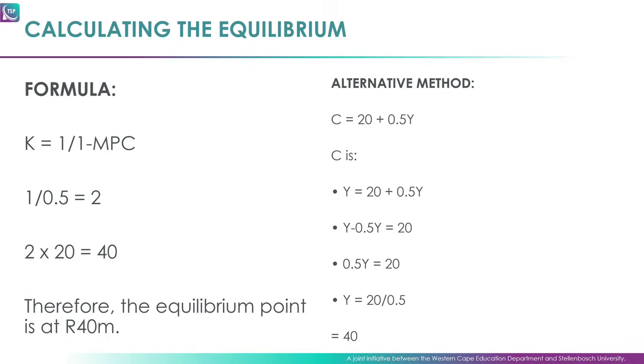So these two methods can be used. You can either first calculate the value of the multiplier, which I strongly suggest you do. This is the easier way to do it. And then you take that value times the spending that has happened, or the injection that has taken place, to give you your equilibrium point.